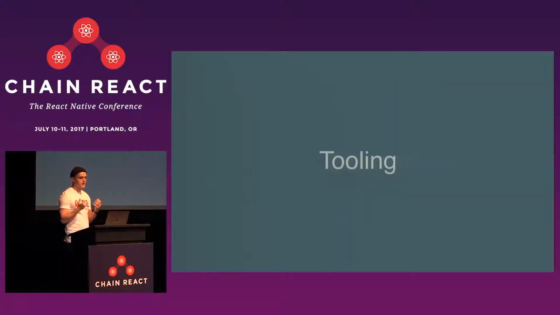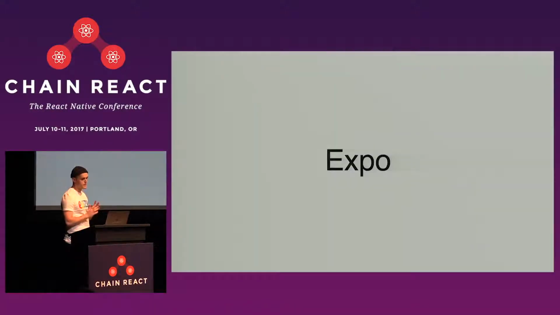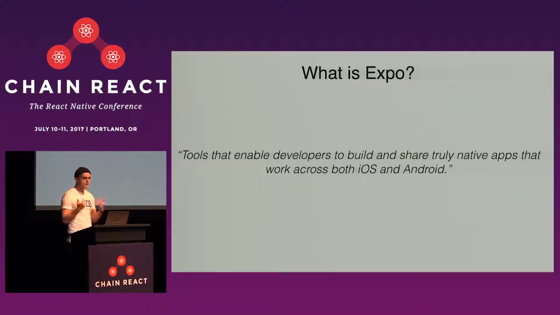So the first area that I want to look at is tooling. And the first tool that I want to look at is one of my favorites, which is Expo. Now, if you were at Brent's talk yesterday, you're probably familiar with what Expo is, but just in case, I'm going to briefly recap. Expo is kind of like Ruby on Rails for React Native. It's a suite of tools that are built on top of React Native that allow you to get up and running, building React Native applications, even if you've never installed the native toolchains on your computer, aka Xcode or Android Studio.